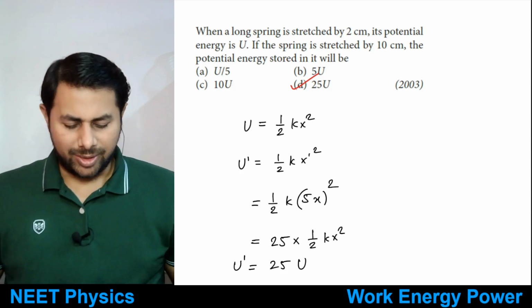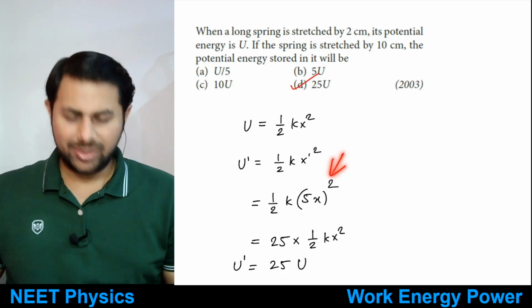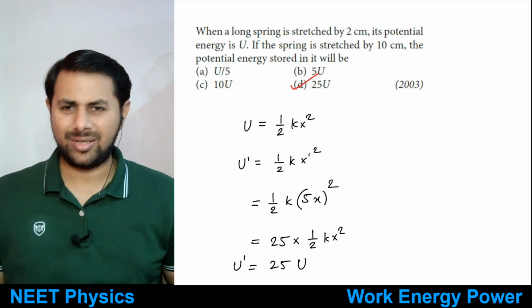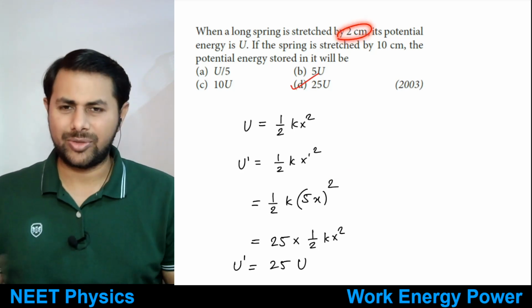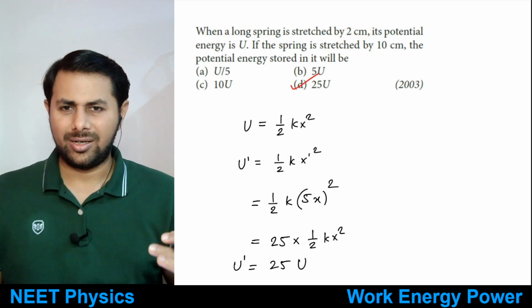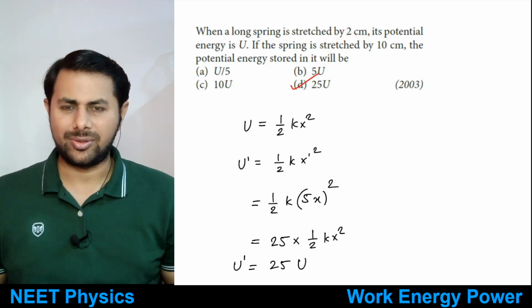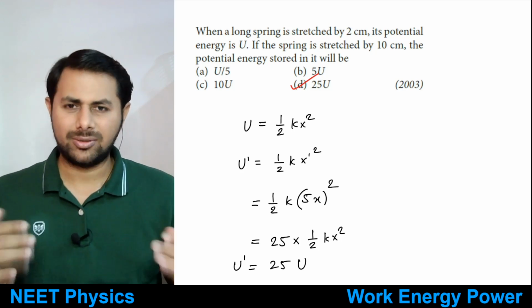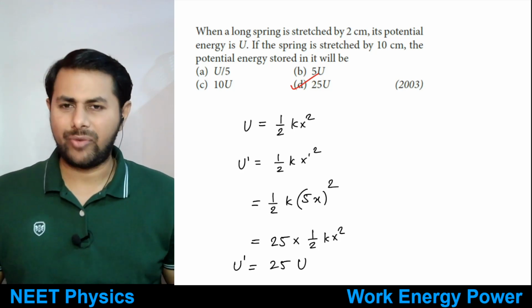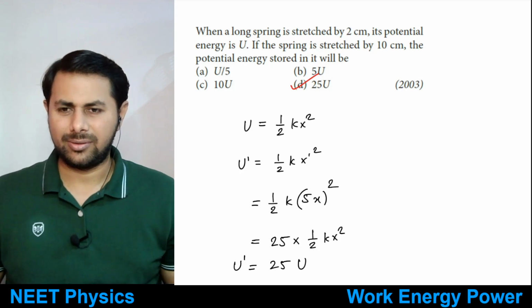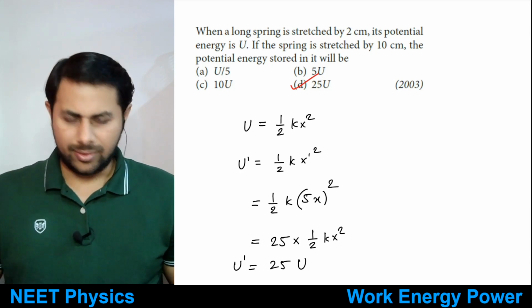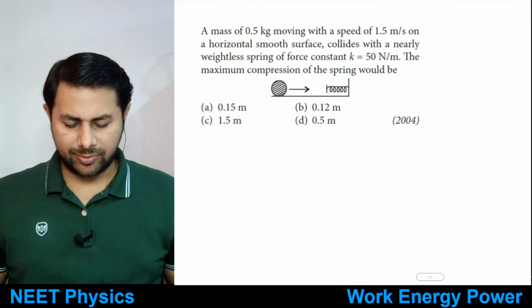That is very simple, and we shouldn't even take this much time. We can just say that it is directly proportional to X square. Earlier it was 2, now it is 10. It's directly proportional to X square, so X increases 5 times. X becomes 5 times, so energy must become what? 25 times. That's it. Okay, very simple. Let's see next one.